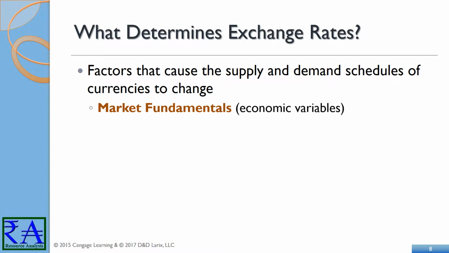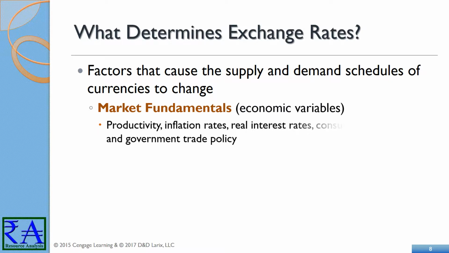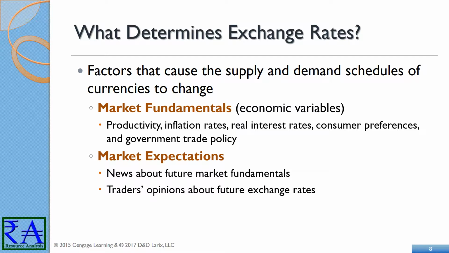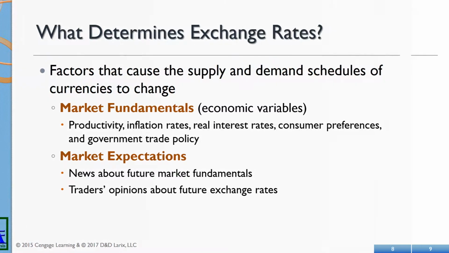These factors representing economic variables fall into the category of market fundamentals. They range from productivity and inflation rates to consumer preferences and government trade policies of the subject nation and all of its major trading partners. Market expectations are associated with the human factor. When multiple nations are involved in currency transactions, a substantial amount of individual forecaster expectations influence decision-making choices.